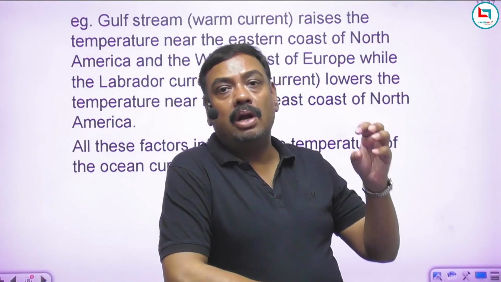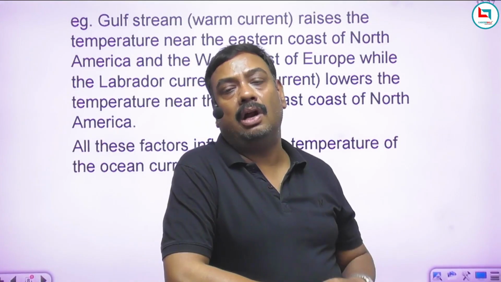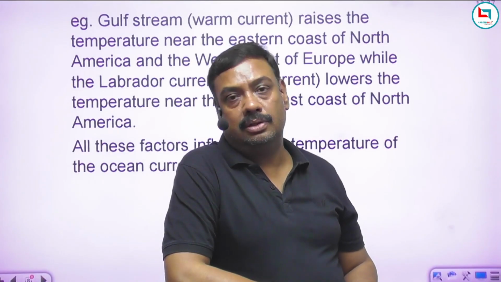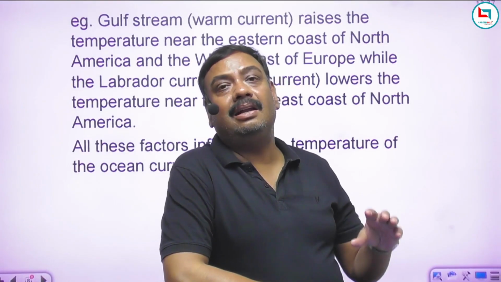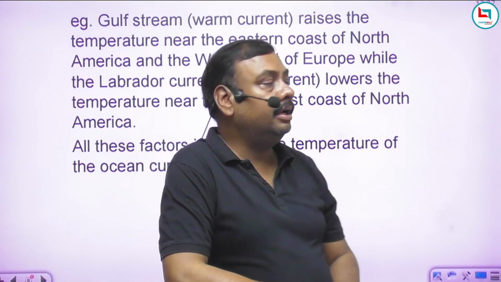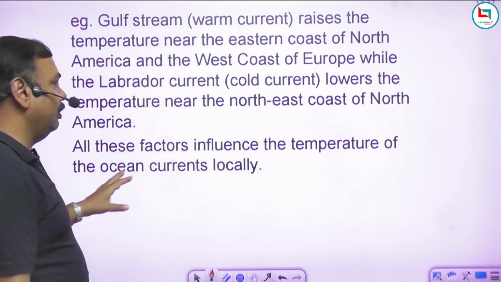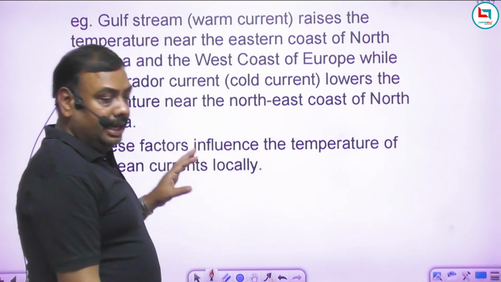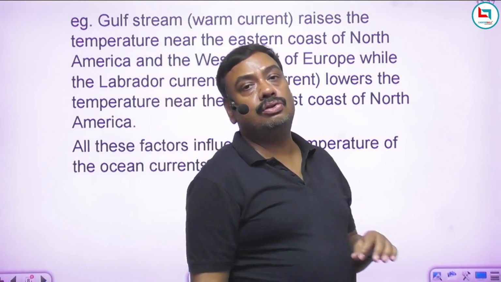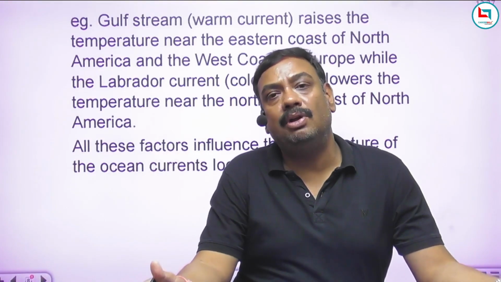And when this cold current reaches the region of Newfoundland or the Northeast American coast, it decreases the temperature in that region. Got it? So that is the condition. All these factors influence the temperature of the ocean currents locally. It is talking about locally. Why is it so? Because wherever these factors are working, only there can changes in temperature be observed.